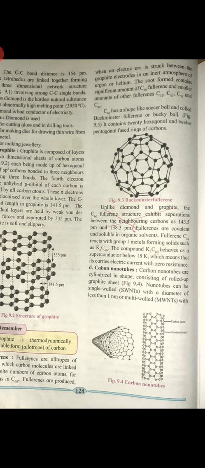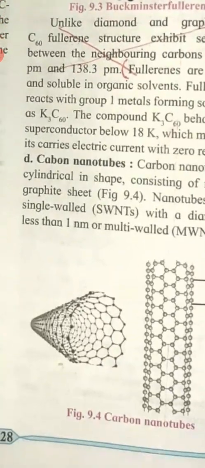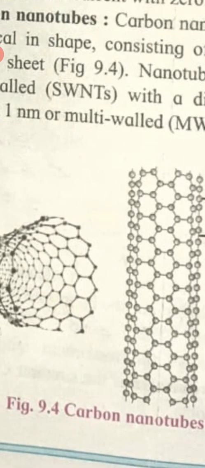Okay, now the next one is to explain the structure of carbon nanotubes with their properties. This is the structure of fullerene and this is the structure of carbon nanotube.